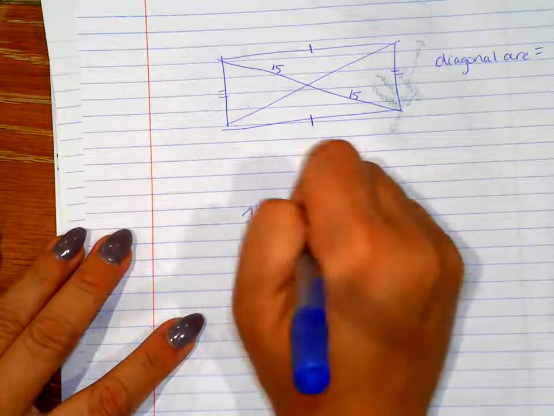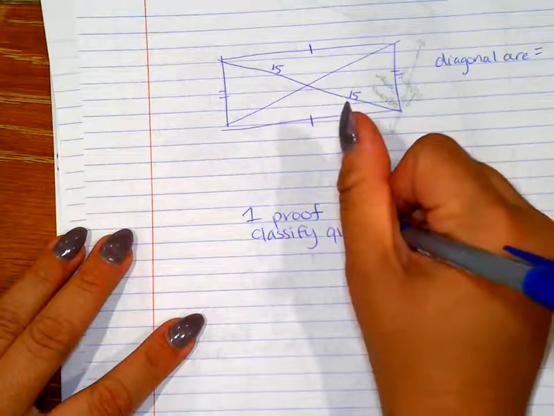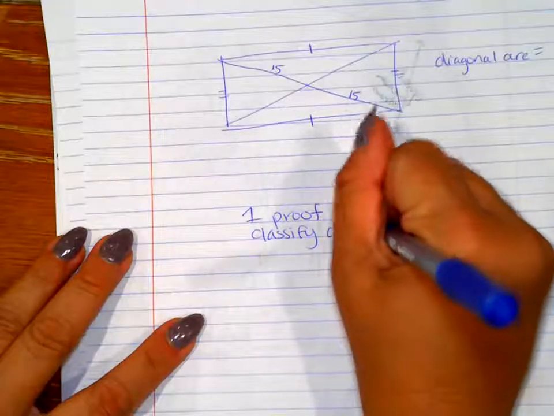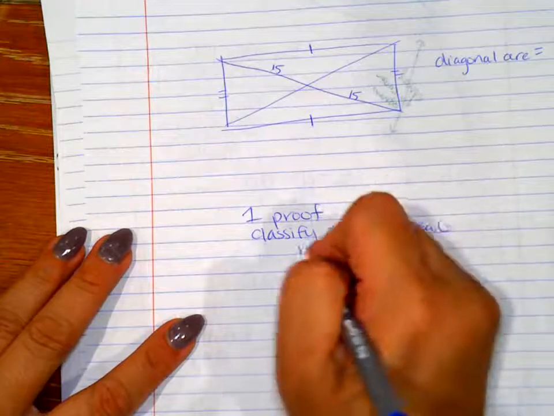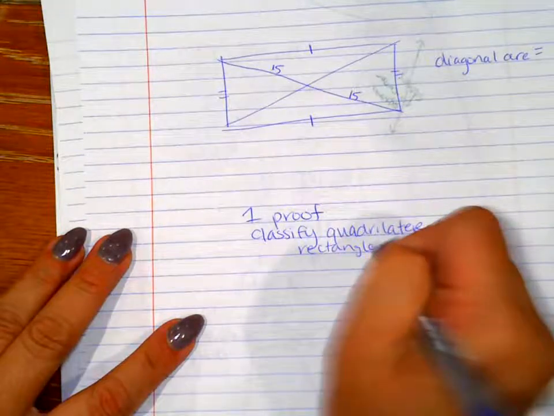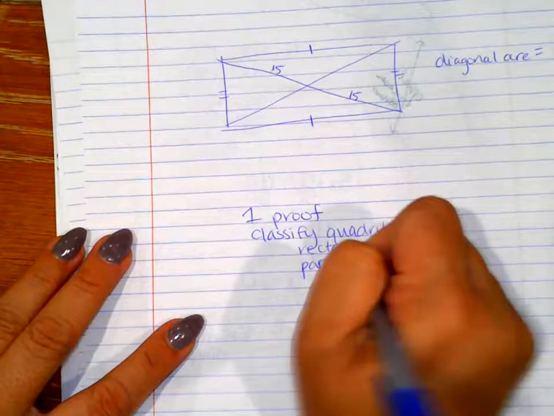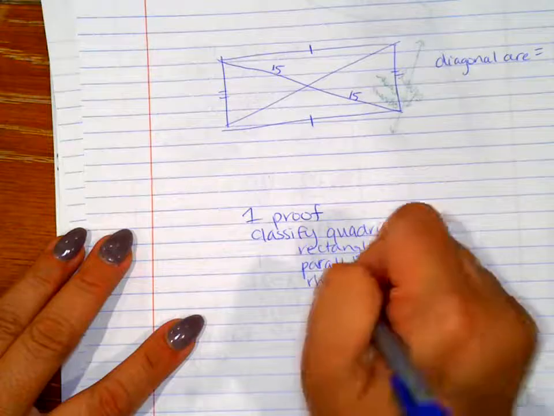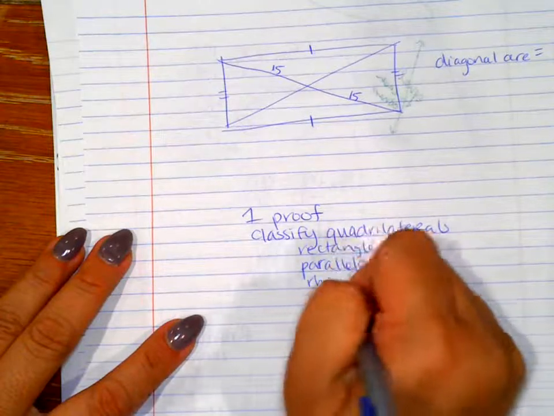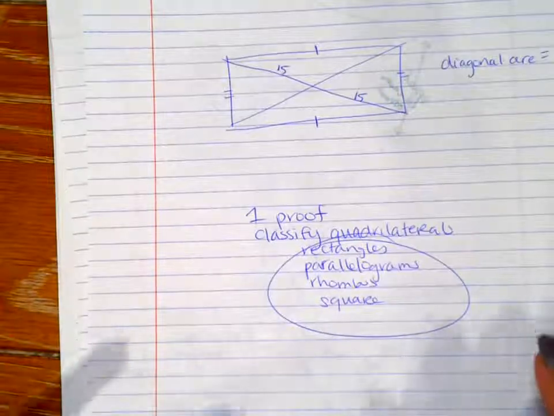Classify quadrilaterals. The first question on the worksheet, super sorry. Quadrilaterals. Is it a rectangle? Study rectangles, parallelograms. Let me finish this and I'll go back over that one. Rhombus and a square. Know those for sure. You have to know those.